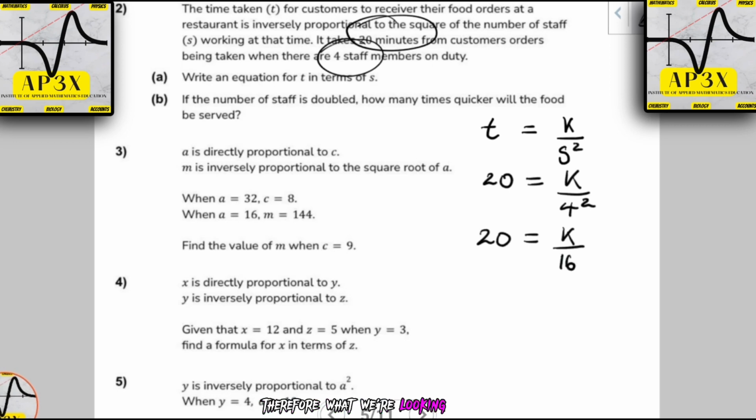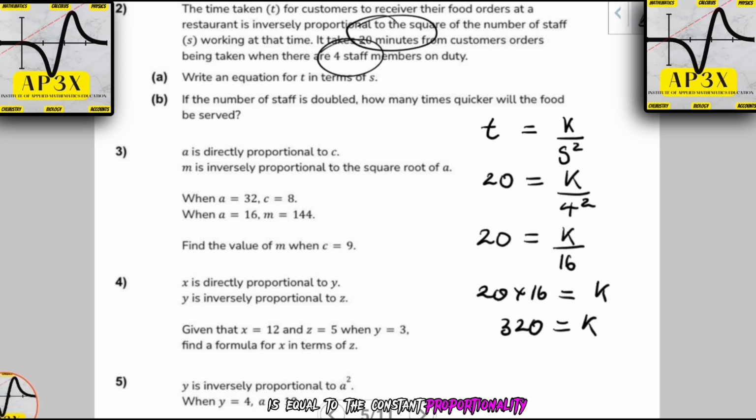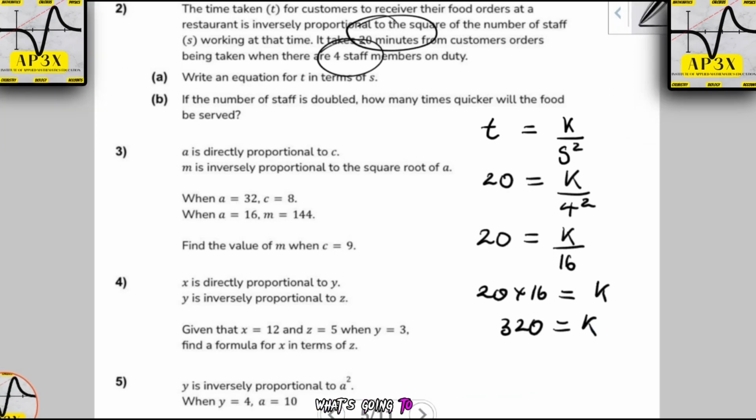So therefore what we're looking at here then is cross multiplying, because the unknown variable is at the top. So therefore 20 multiplied by 16, that's going to give us k. Therefore 320 is equal to the constant of proportionality. Now what's going to happen then?